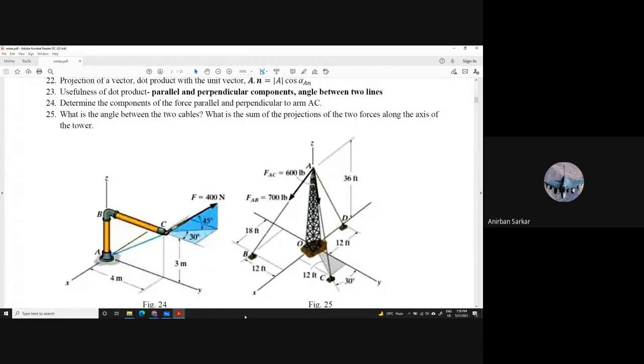Sir, in this one, between which two cables do we have to find the angle? Sorry, in this question, between which two cables do we have to find the angle? Okay, AB and AC.